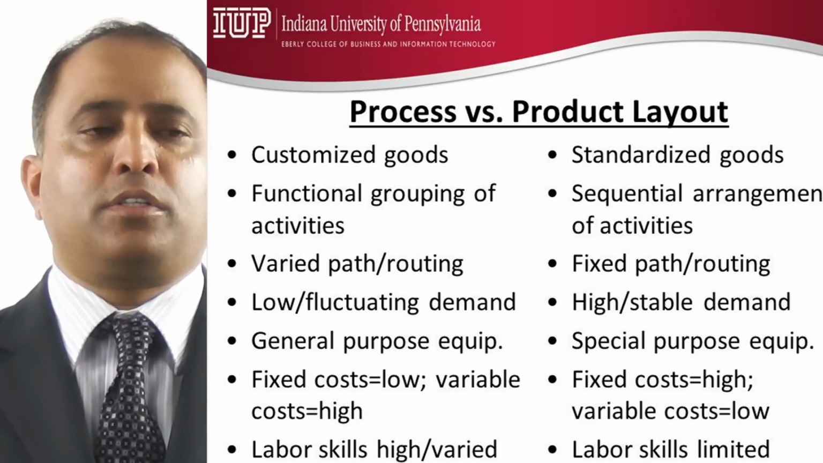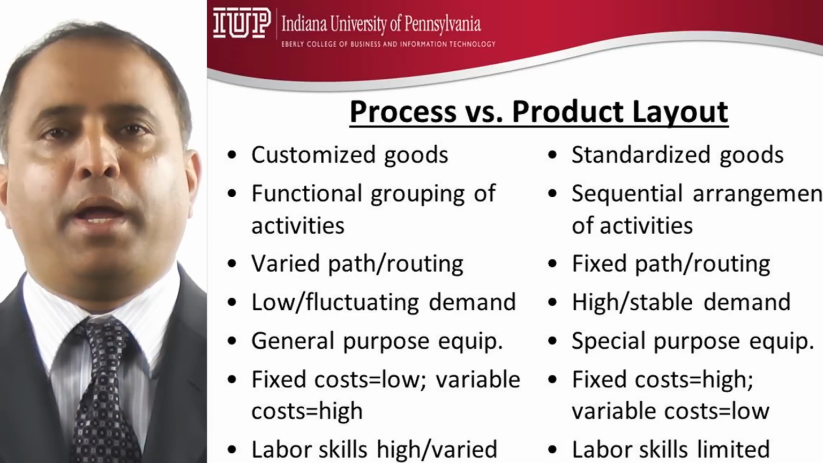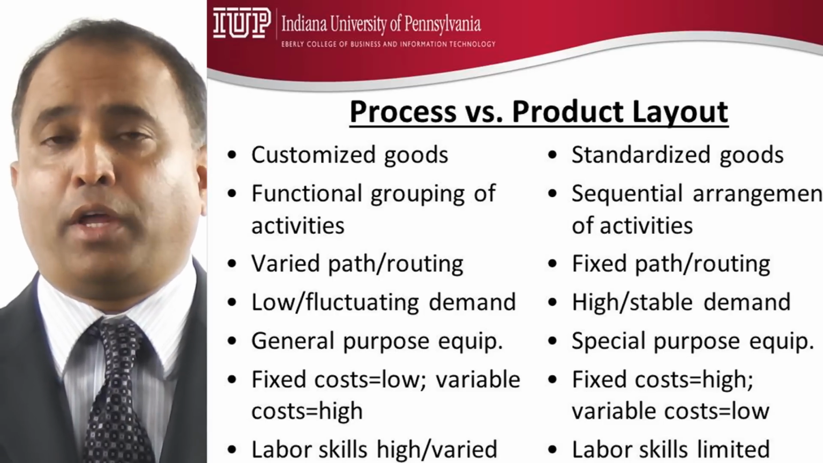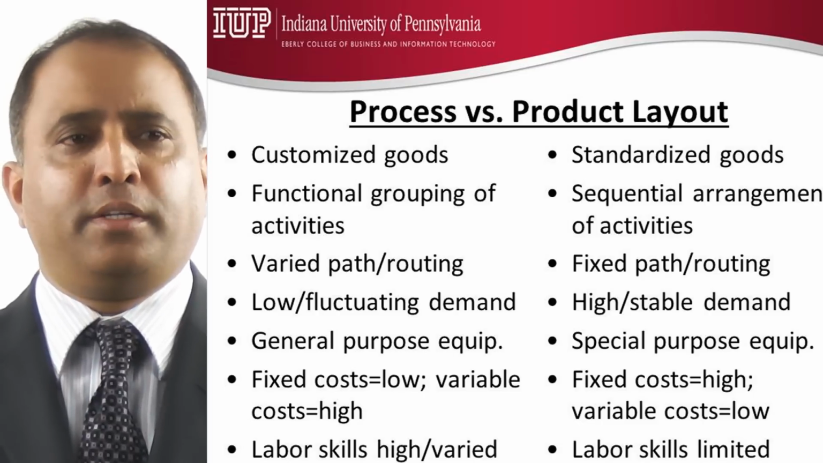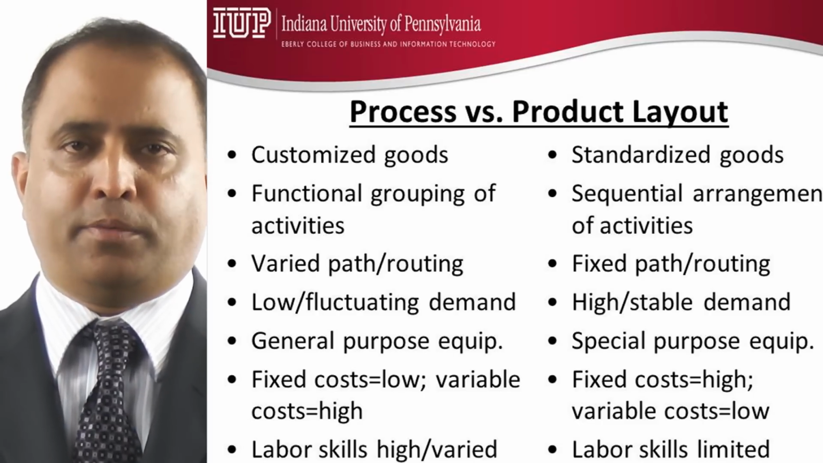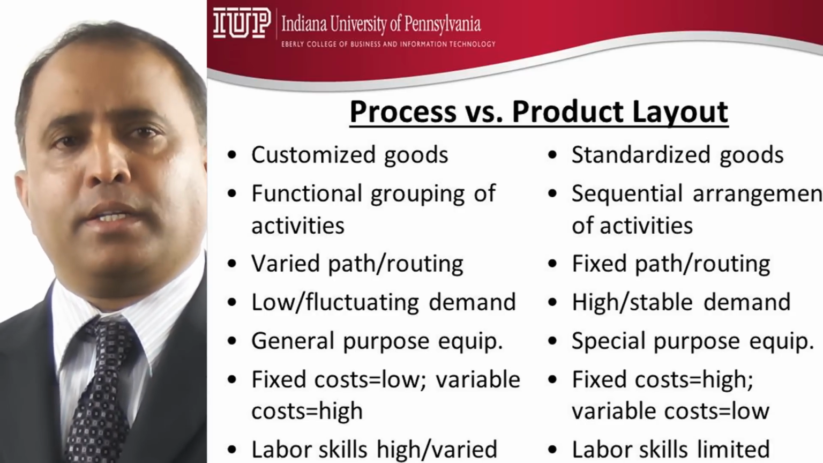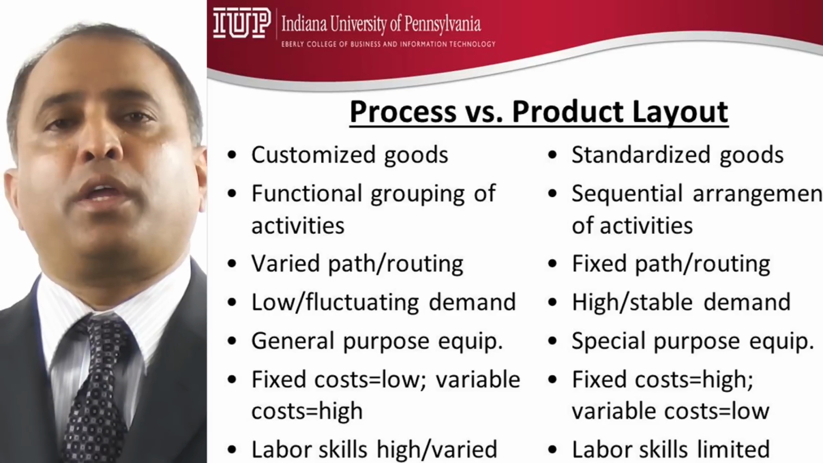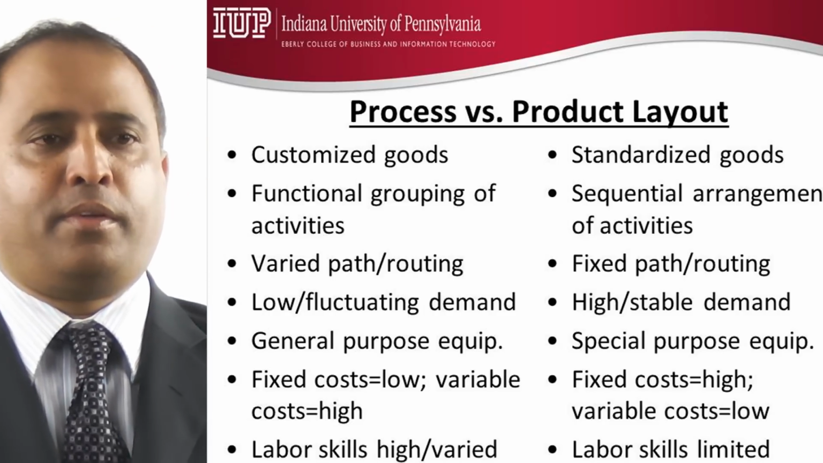A process layout is acceptable, is required, when the demand is low. You cannot afford to have an assembly line when you have a very low demand and if the demand is fluctuating a lot. Whereas once you know that you have a high demand and stable demand, you can justify having a product layout or an assembly line.